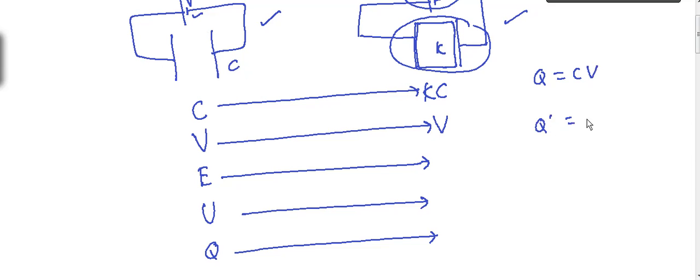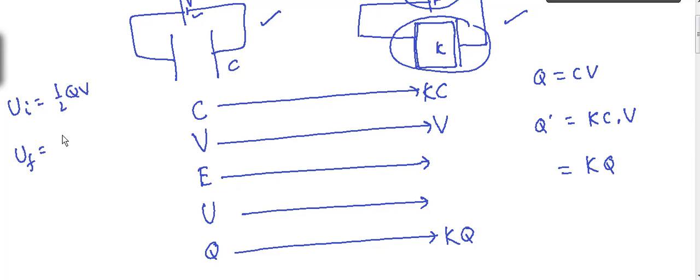Now what about U? U won't be divided by K anymore. U is half QV, right? So U will be how much? Half KQ V, because Q becomes KQ, right? So it becomes K times half QV, right? So K into U. So KU.